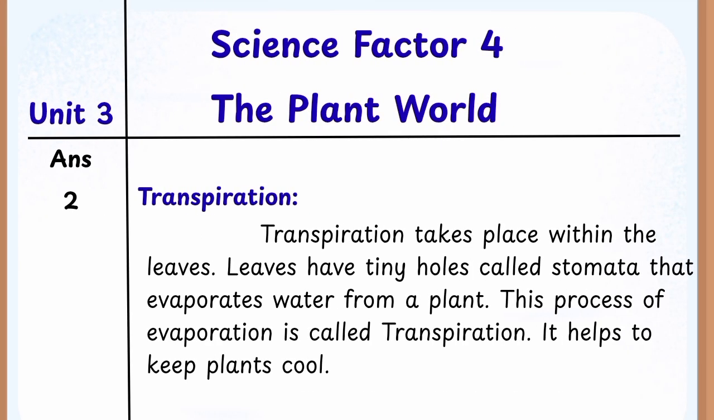At number 2 is the process of transpiration. Transpiration takes place within the leaves. Leaves have tiny holes called stomata that evaporate water from a plant. This process of evaporation is called transpiration. It helps to keep plants cool.